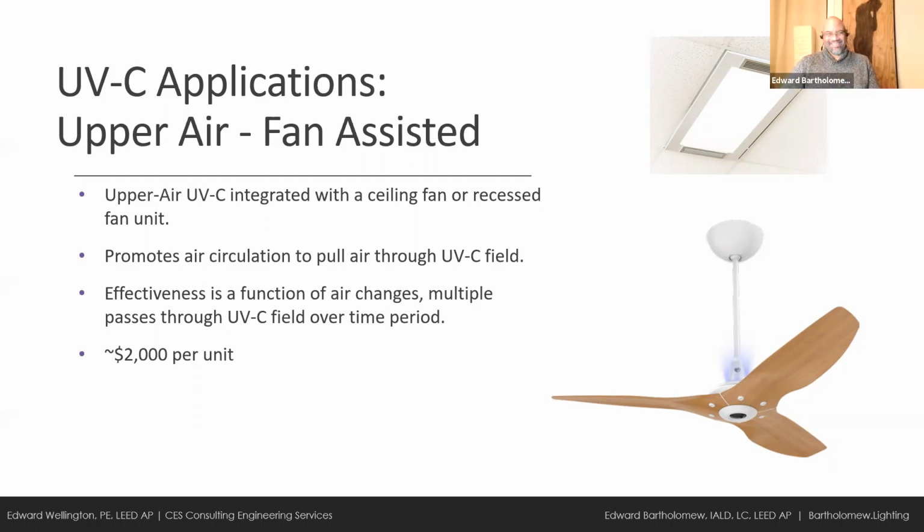The other nice option, a relatively new product from a big fan manufacturer, is UV integrated into the ceiling fan. Like I said, the effectiveness is really a function of those air changes. When you integrate this into a ceiling fan, it draws all that air from down below and creates that motion that draws the air through the UVC field to be as effective as possible. These fan assisted versions are anywhere from $1,400 to about $2,000 per unit.